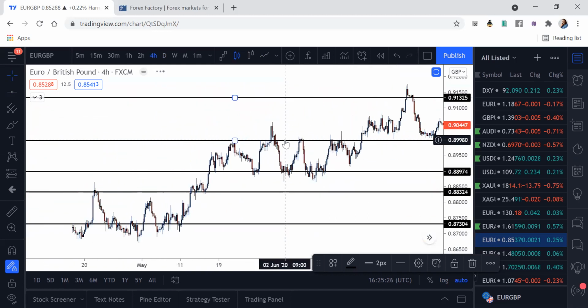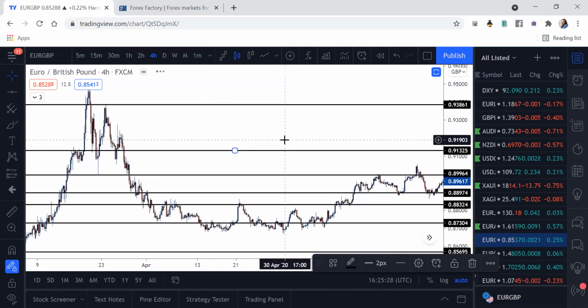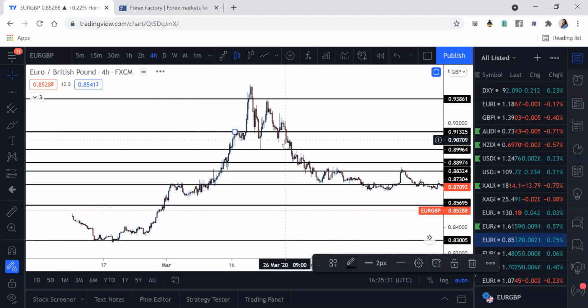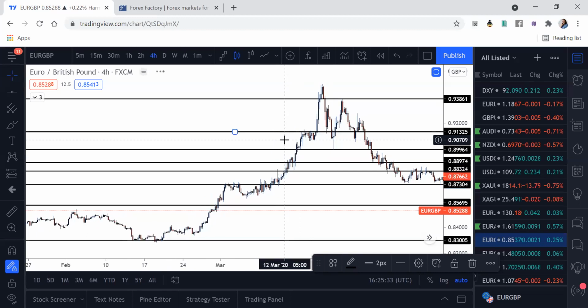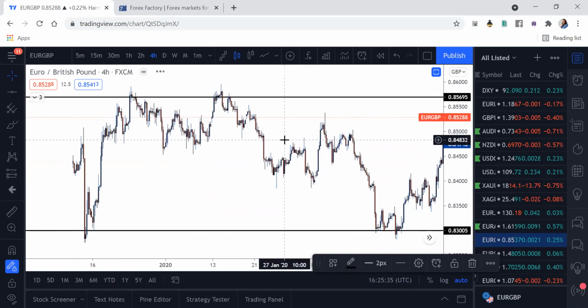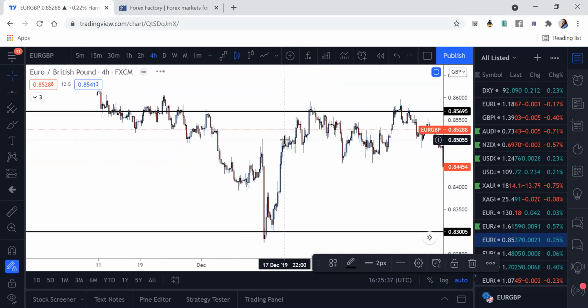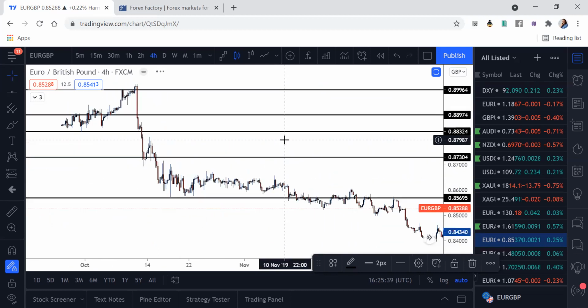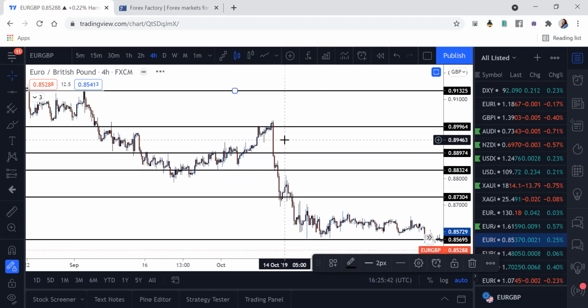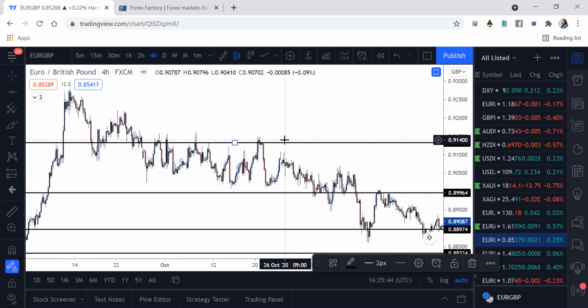Right? So I'm just showing you guys how price respected the areas that we would have identified using W's and M's. It's clean. Right? You can see it.